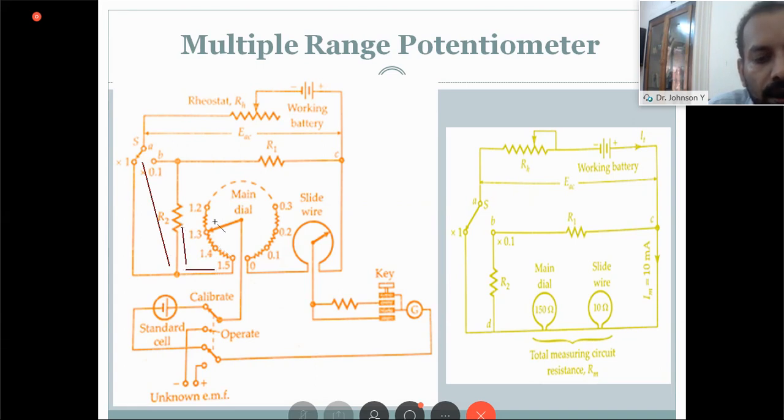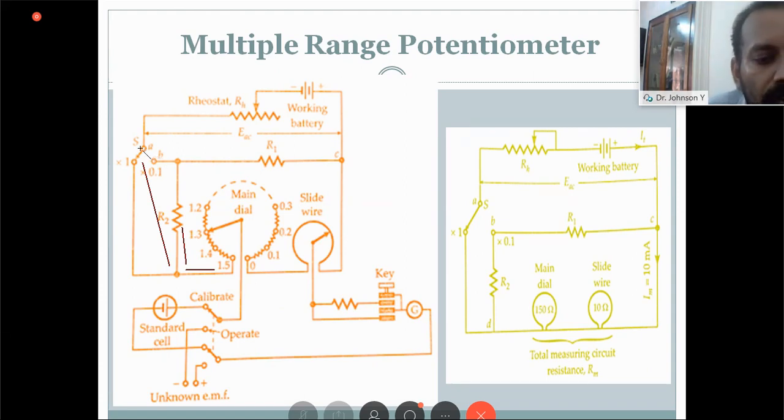So there are parallel paths. One is from R to R1 in that way. Another is through the dial switch and the slide wire. So this is a parallel combination of resistance, so that the current flow can be varied. Current flow or the voltage drop can be varied. The range can be extended.